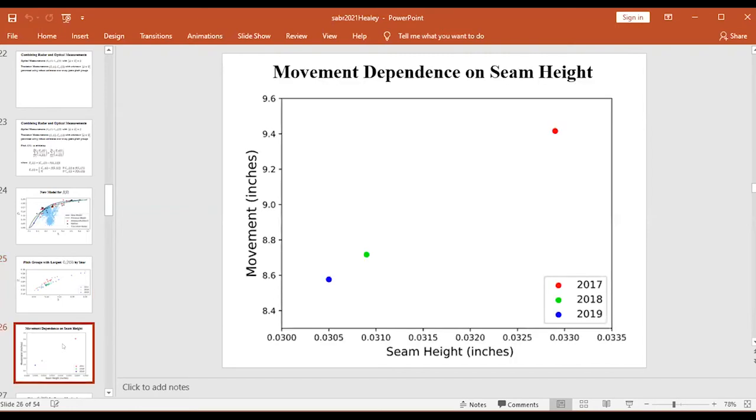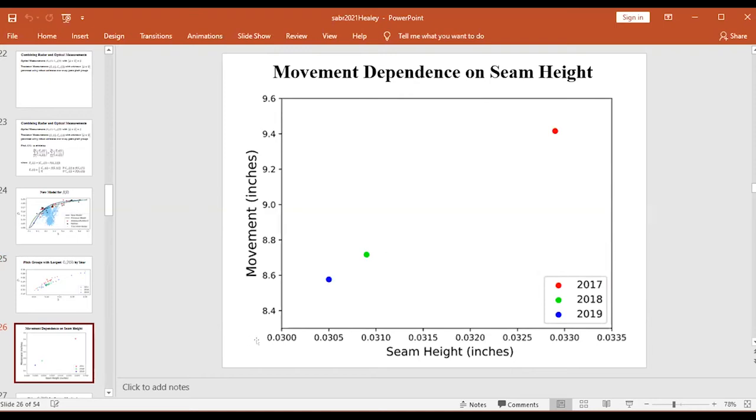But something that's probably even easier to understand is here we're plotting just the average movement of pitches for each of the 3 seasons against the average seam height. And you see that there's a very strong linear relationship between movement and seam height. So as the seam height gets bigger, the movement on pitches goes up. And this is something that Enos Saris wrote about in The Athletic.